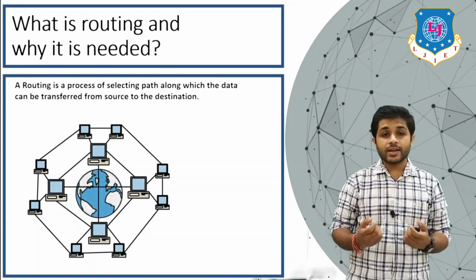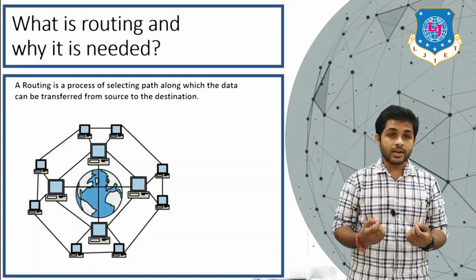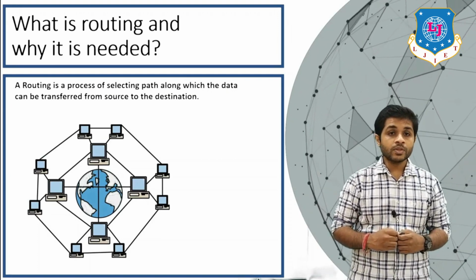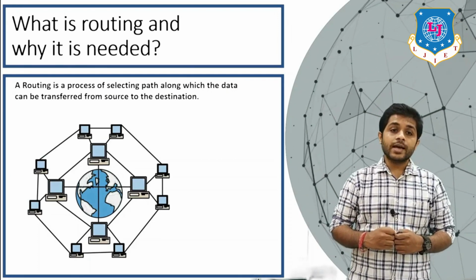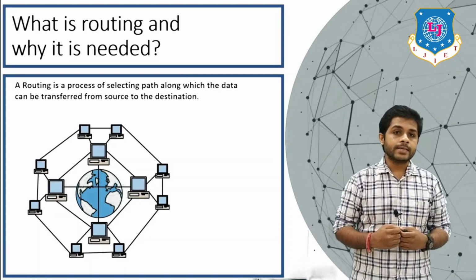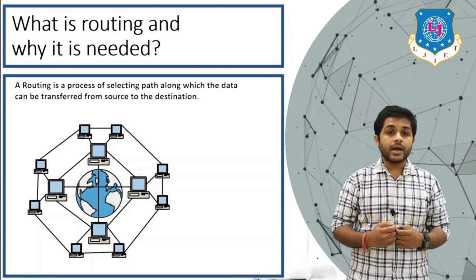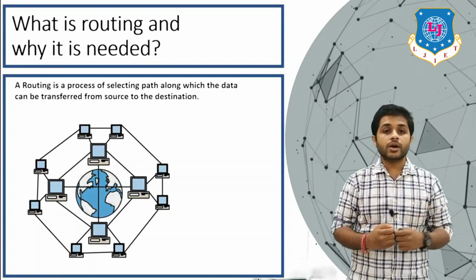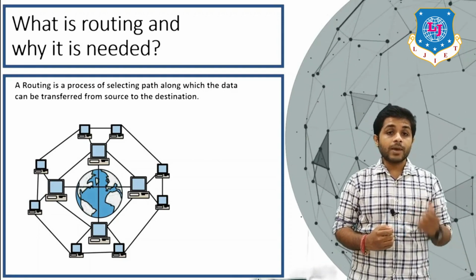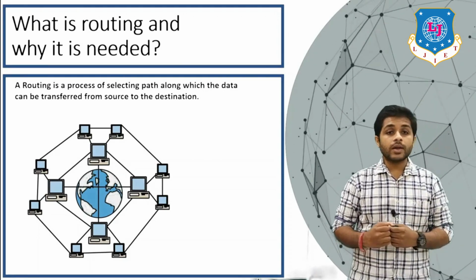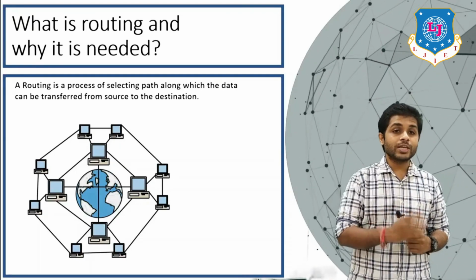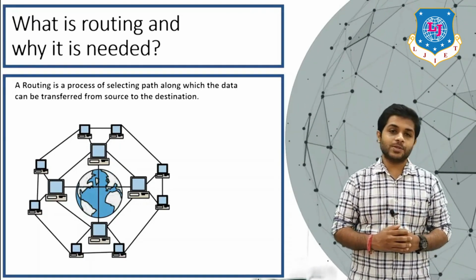And there are in fact special devices to perform this job, which are called routers. All routers have a routing table, and whenever a router receives a packet, it analyzes the packet, and after analyzing it checks its routing table. After that, the router will select the best path among all the available paths so that the data can reach from source to destination as quickly as possible.